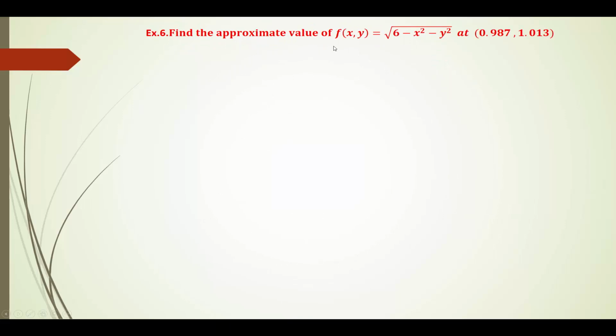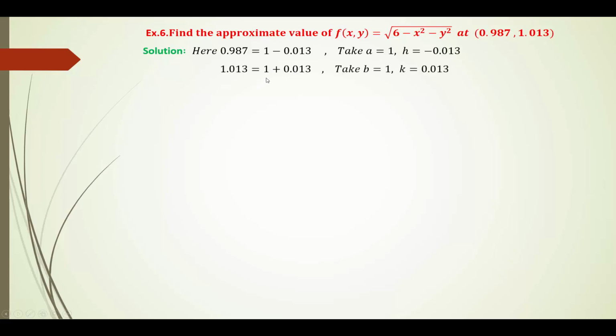Find the approximate value of f(x,y) equal to square root of 6 minus x square minus y square at the point (0.987, 1.013). First write down this value: 0.987 is equal to 1 minus 0.013. So take a equal to 1 and h equal to minus 0.013. Similarly, 1.013 is equal to 1 plus 0.013. So take b equal to 1 and k equal to 0.013.